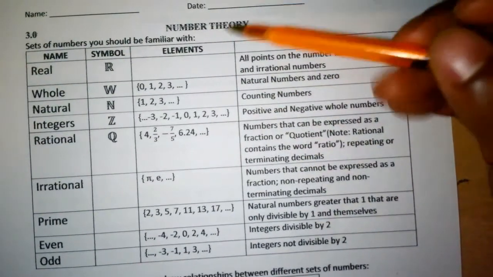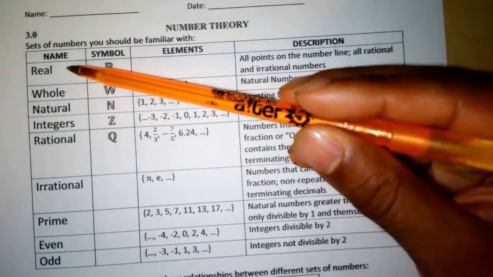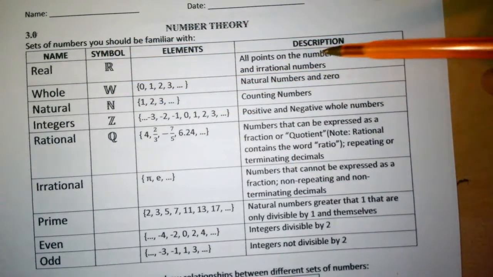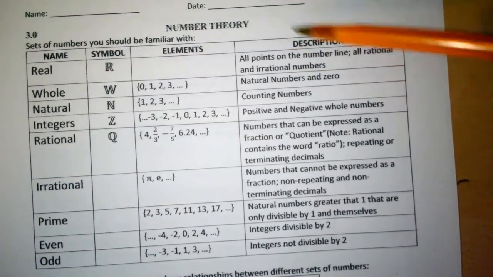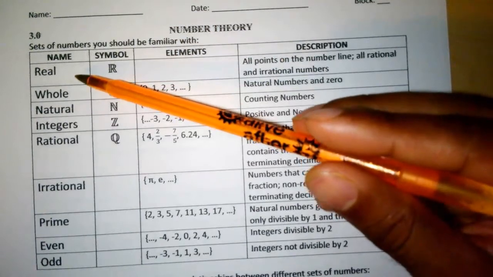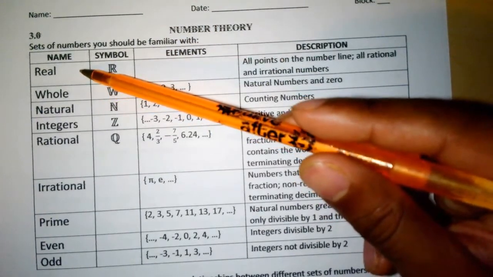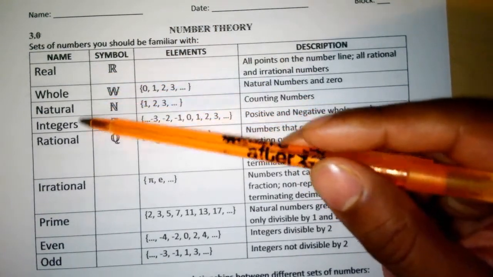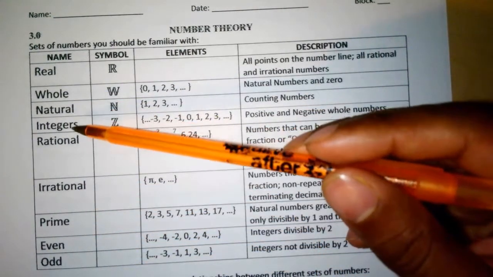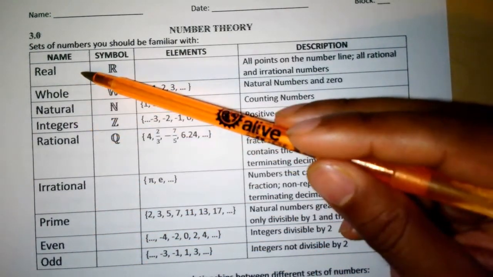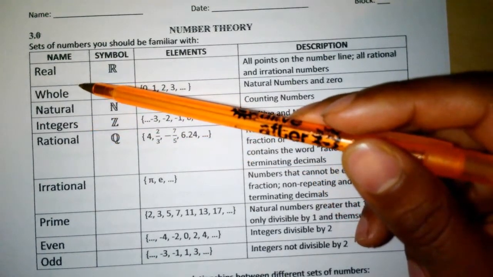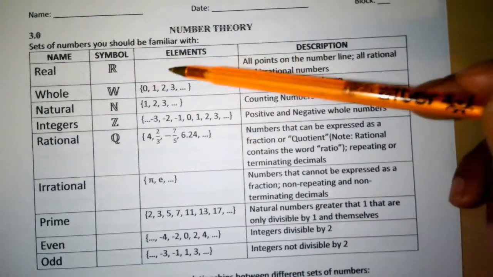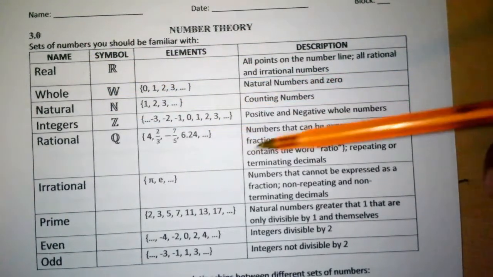So let's do that. Some terminology: real numbers, all points on the number line, all rational and irrational numbers. So these are basically all numbers on the number line. Everything. Just notice that real numbers include all these other numbers as well. So whole numbers are also real numbers. Natural numbers are also real numbers. And we'll look at that in the visual aid, the Venn diagram at the bottom, in a second. Okay, so I'm sure you guys can read this, but we'll just read it together.